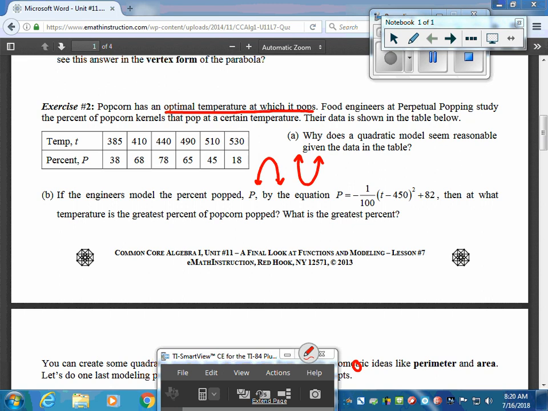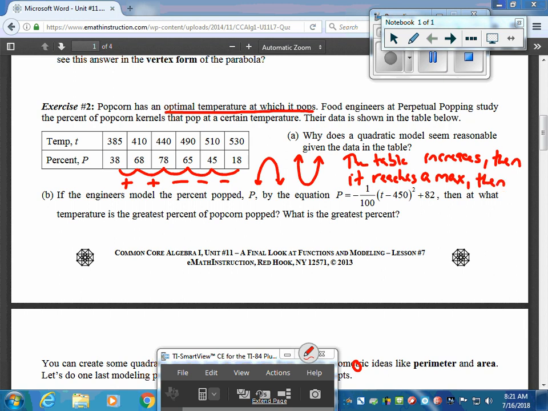So what you're going to see is as we move up the graph, from 38 to 68 to 78, they're increasing. And then after we get to that optimal temperature, it starts decreasing from that point. So we're increasing in each of these cases, and then we start decreasing. So the model seems reasonable because of that table. The table increases. Then it reaches a maximum. Then it decreases.